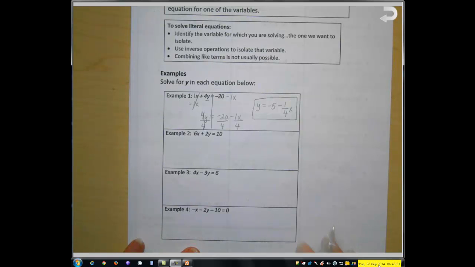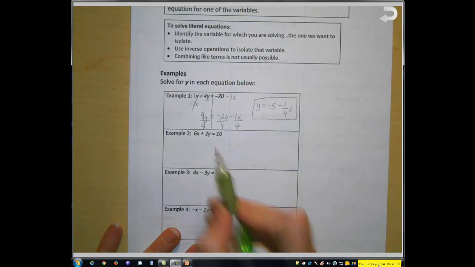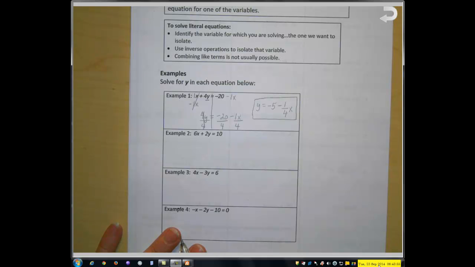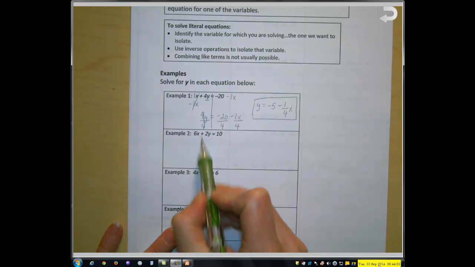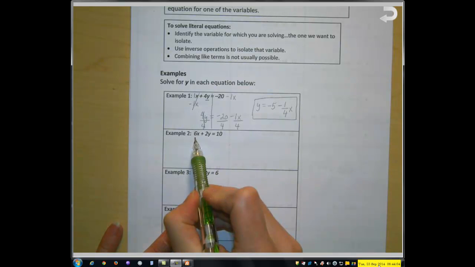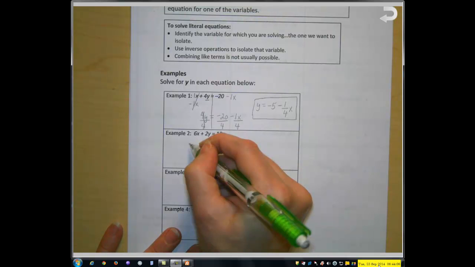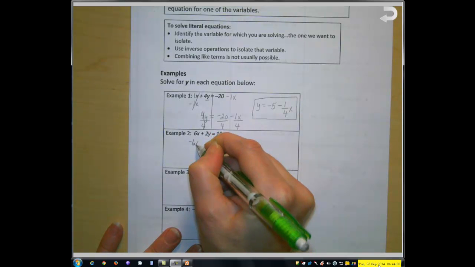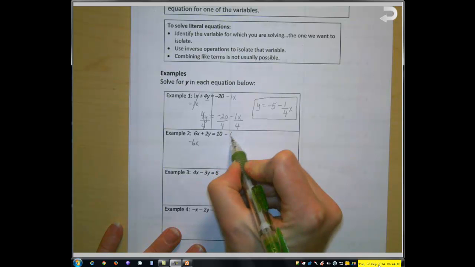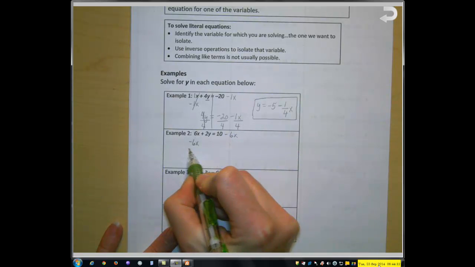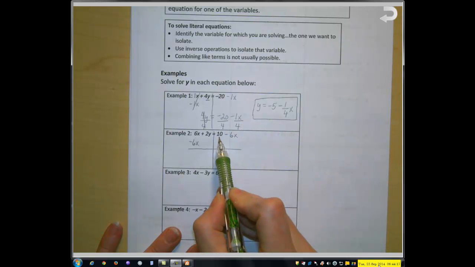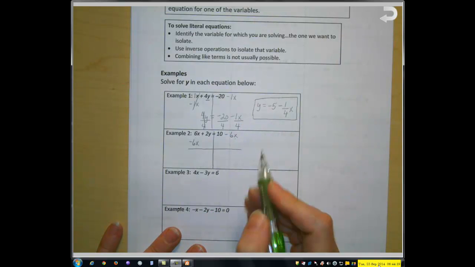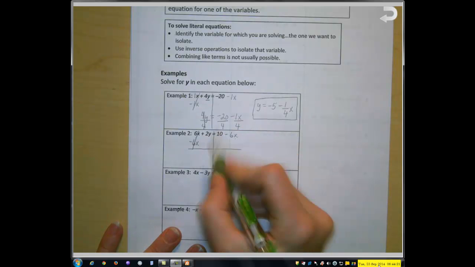So again, we're being asked to solve for y. So we need to do the inverse of each of the operations. So the first thing we're going to do is deal with the term that does not have the y in it. So that would be positive 6x. The opposite of that is negative 6x. I'm going to subtract it from both sides. Again, I'm going to put it next to the 10 instead of underneath the 10 because it's not a like term.